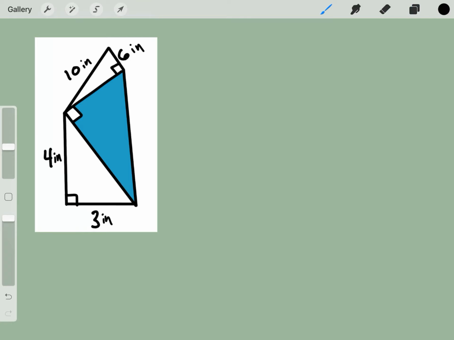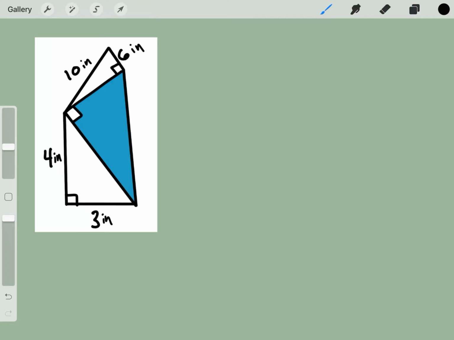So here's my first problem. The first question I have for you is, what is the area of that blue triangle? I want you to look at this and ask yourself, what information do I need and what information do I have or not have? Look at that and think about that for a second.